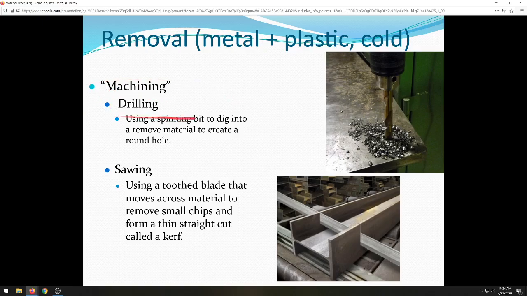So drilling, that's a machining operation. Anytime you're producing chips, it's going to be a machining operation. So we've got a sharpened drill bit that drills a round hole through a spinning operation. Sawing, again, we've got a toothed saw blade removing little chips to cut a part to length or something like that. It forms a thin straight cut called a kerf. So that's what the gap between these two parts is called.